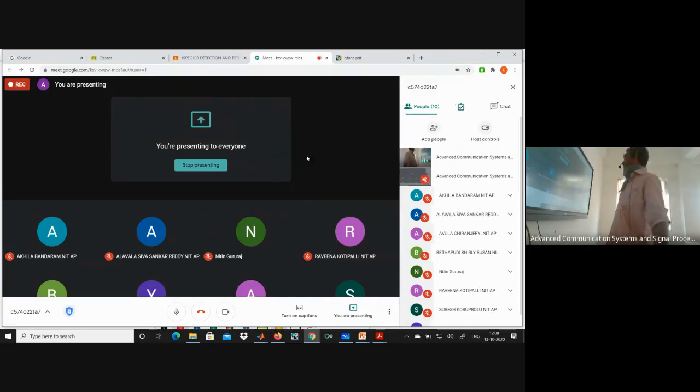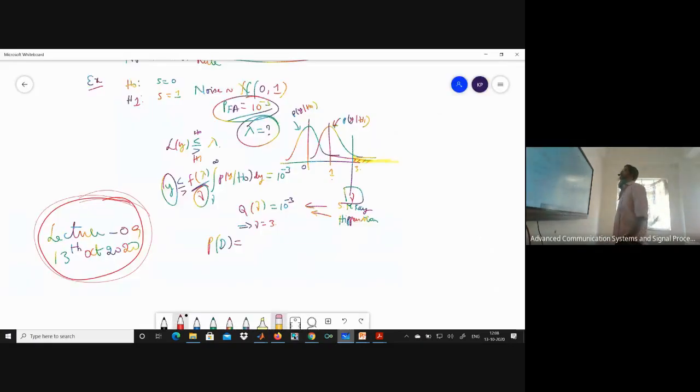Yeah. So we are trying to solve this problem. This is an example problem which states that S equals 0 and S equals 1. Noise is indicated as 0 mean and 1 variance. The probability of false alarm is given as 10 to the power minus 3. So as I told you, the right tail probability, what was indicated in this shade, this is called right tail probability.